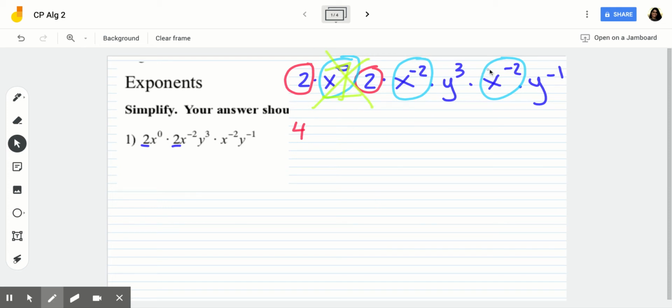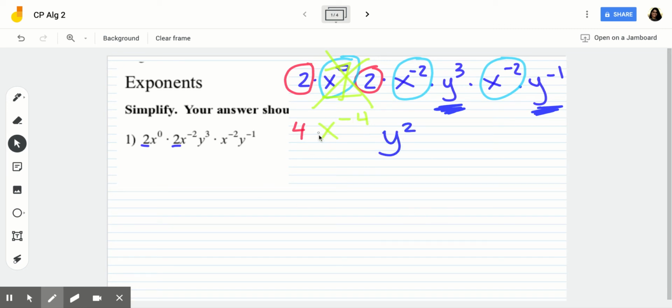Now, you can add these two together, which is what I'm going to do right now. Negative 2 plus negative 2 is x to the negative 4, because negative 2 plus negative 2 is negative 4. Okay, I'll deal with the negative in a minute. Now let's go to the y's. So for the y's, I have y cubed and y to the negative 1. I'm going to add them. 3 plus negative 1 is 2. So y to the 2.